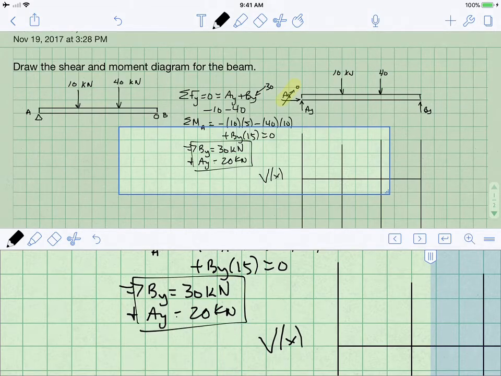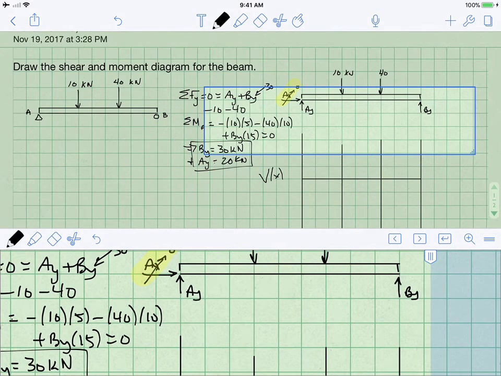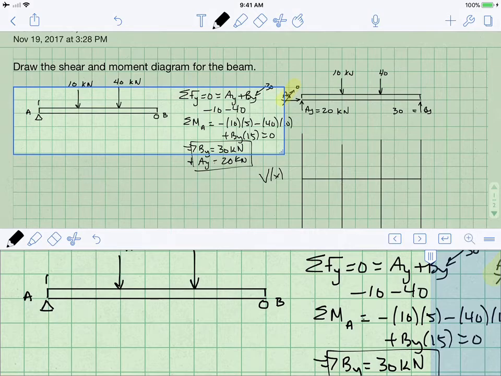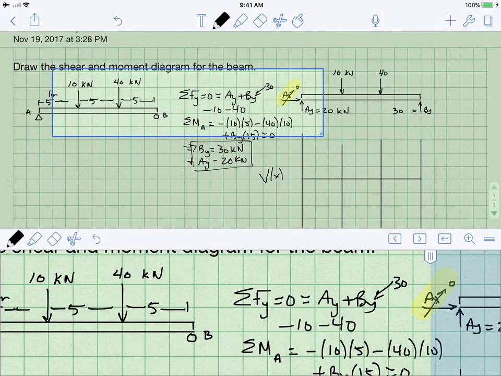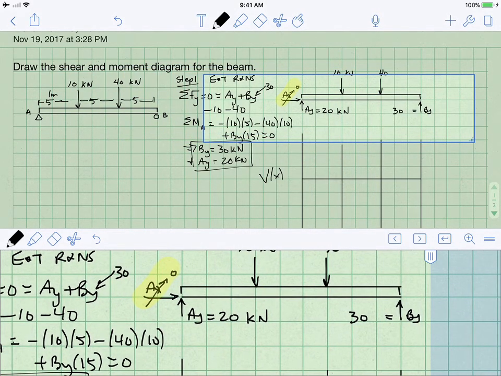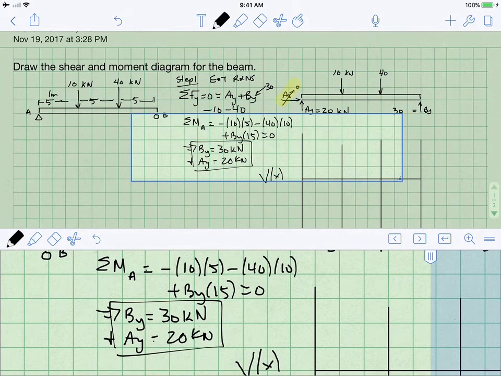So this is our starting point. AY is 20 and BY is 30. And we are in units of kilonewtons and we are in meters. The distance between these, I should have labeled, is 5 meters. So as I said, step 1 is external reactions. And to do that, you have to have a free body diagram. You have to label what's going on, and then you have to make sure everything makes sense.